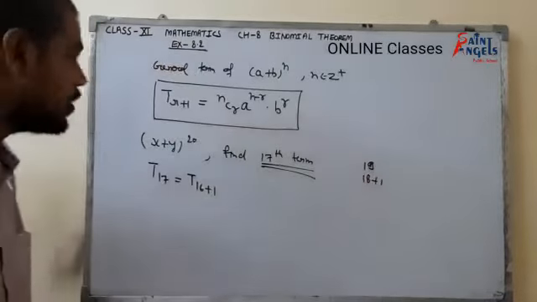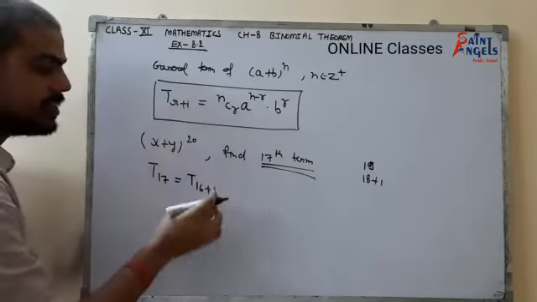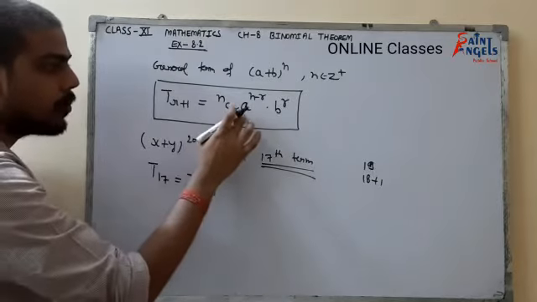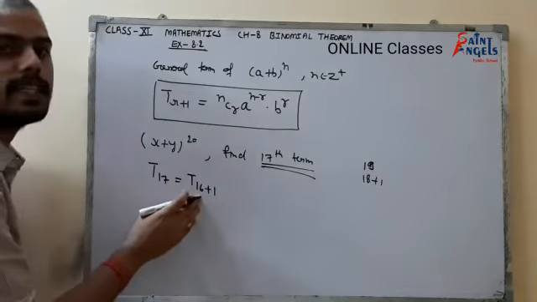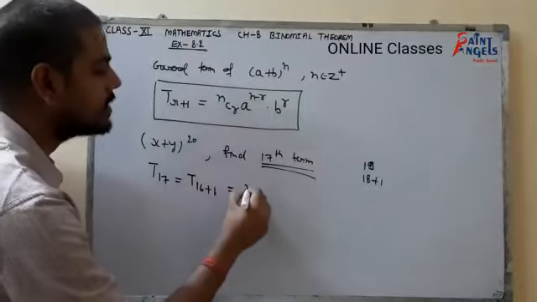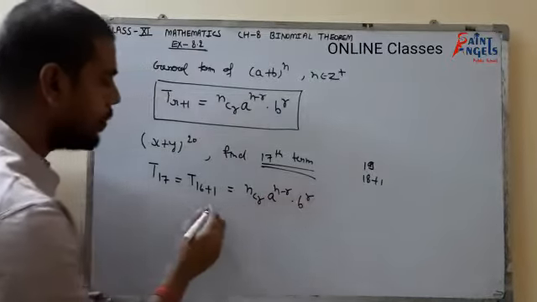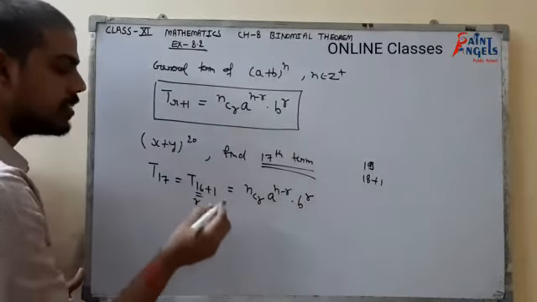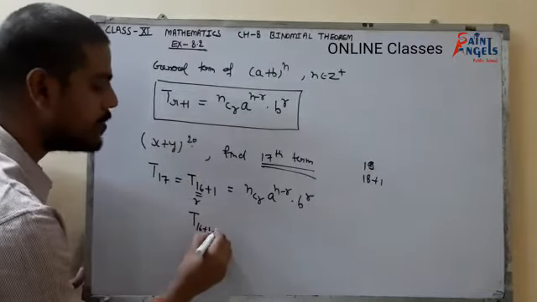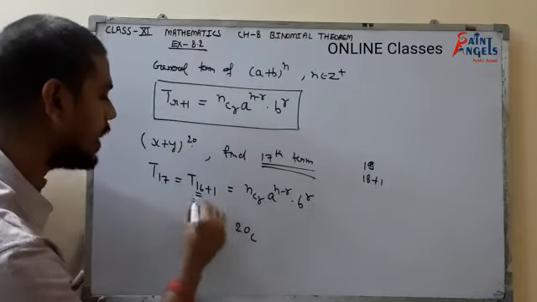Why are we doing so? Because here the formula is in the form r + 1, so compare r and 16. In this formula the value of r would be 16. That is why we are breaking it into the r + 1 form. The formula was nCr a^(n-r) b^r, but here we have r = 16 and n = 20.